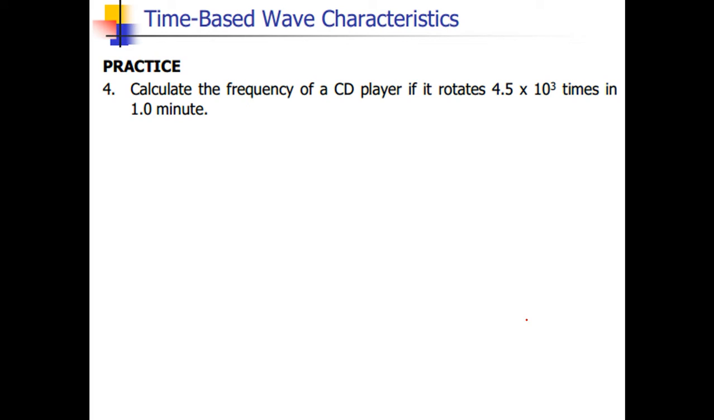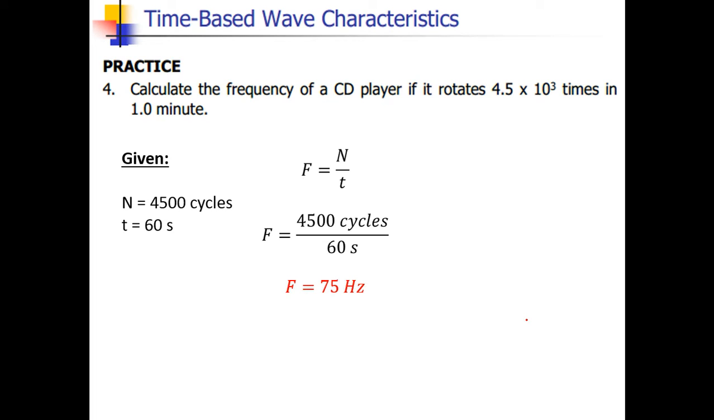In this question here, it says calculate the frequency of a CD player if it rotates 4.5 times 10 to the 3 times in 1 minute. Okay, so we have our cycles, 4,500 cycles, or you can leave it in scientific notation. You do have to convert your time to seconds, so 1 minute would be 60 seconds. And so to find frequency, it's just the number of cycles divided by the seconds, and we get 75 hertz. Nothing really too crazy here.